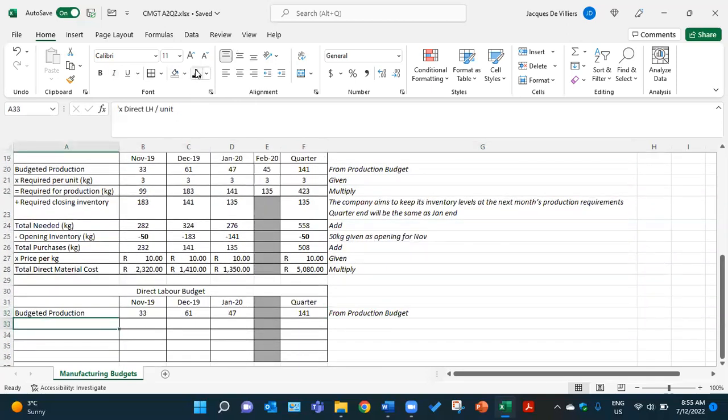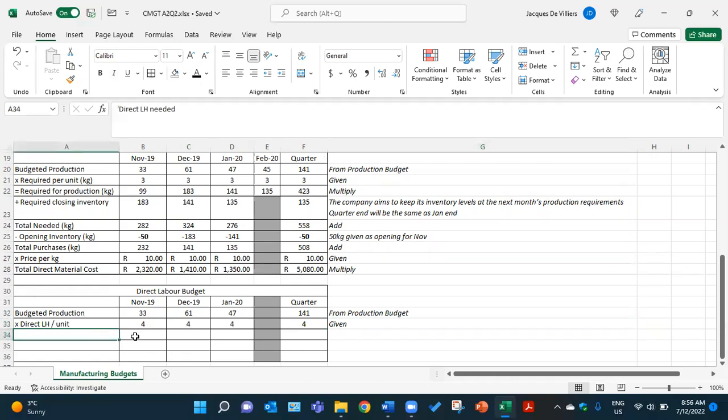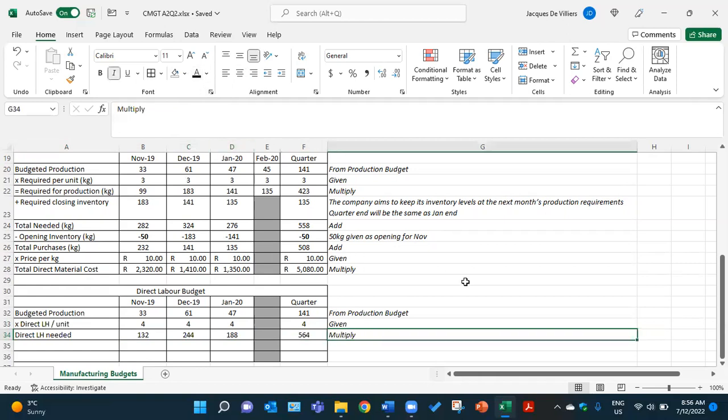Next thing they give us is they tell us exactly how many labor hours it takes to make one pair of boots. It takes our shoemaker 4 hours to make a pair of boots, and that never changed, and it was given. Now, we cannot keep labor hours in the bank or in a storeroom like we can do with the stock. So there's no opening and closing inventories here. So when we look at the production units and the time it takes to produce a shoe, we can see exactly how many hours our shoemaker is going to spend on making shoes during each month and during the quarter.